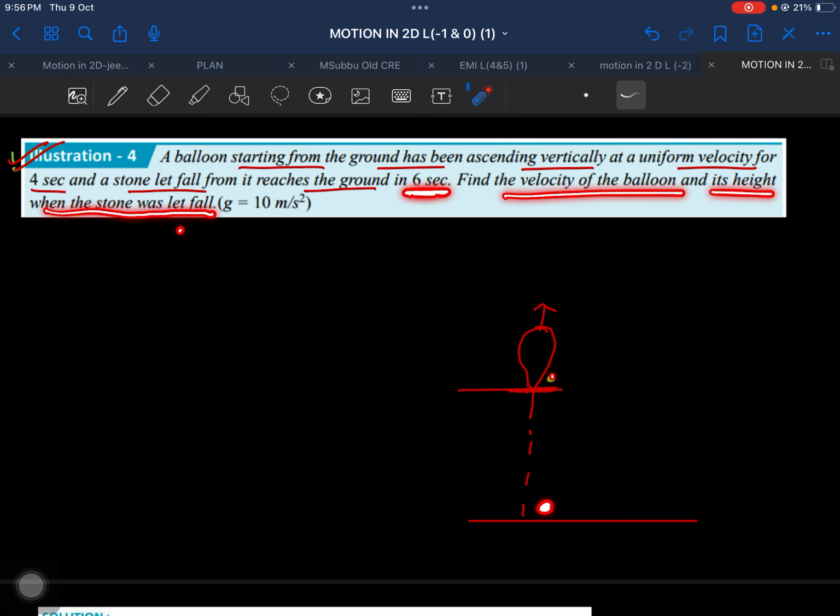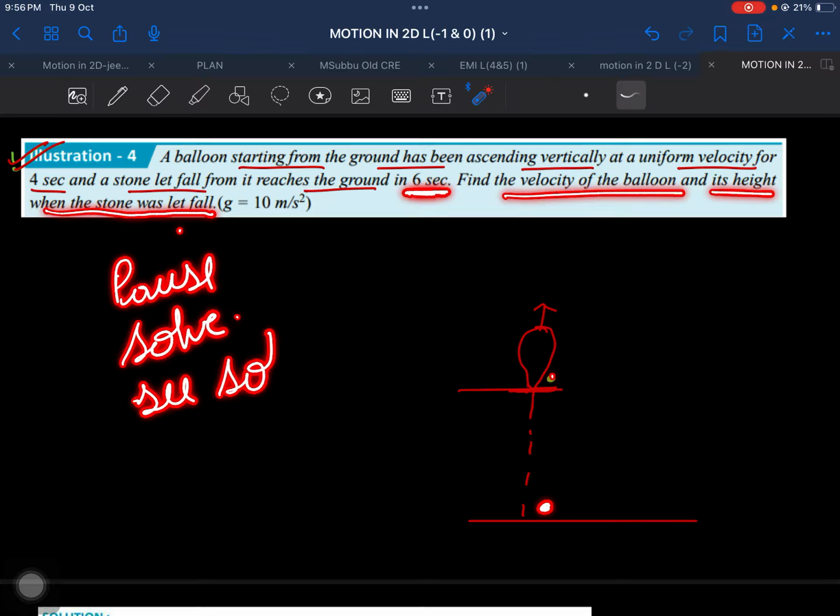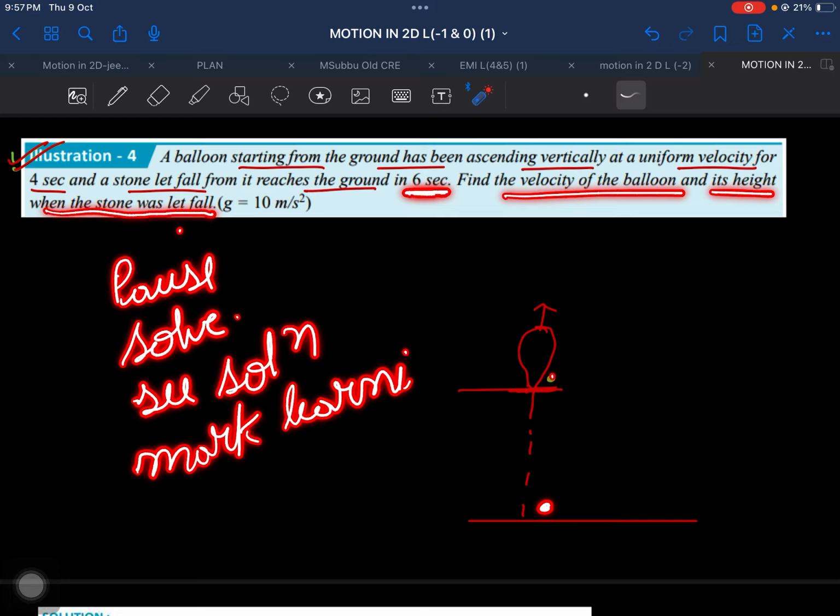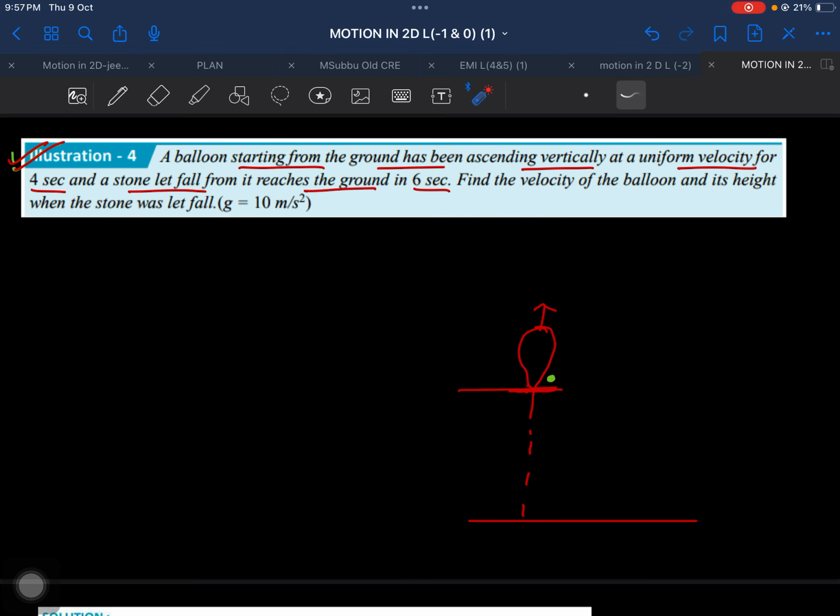So students, just pause the video, solve it and find the answer, and then see the solution, and mark your learnings, what you have learned from here. This is the method you all have to follow when I solve any numerical. I hope you have solved it by yourself.